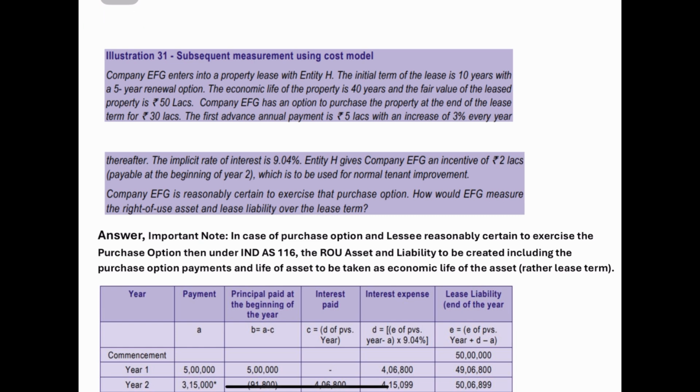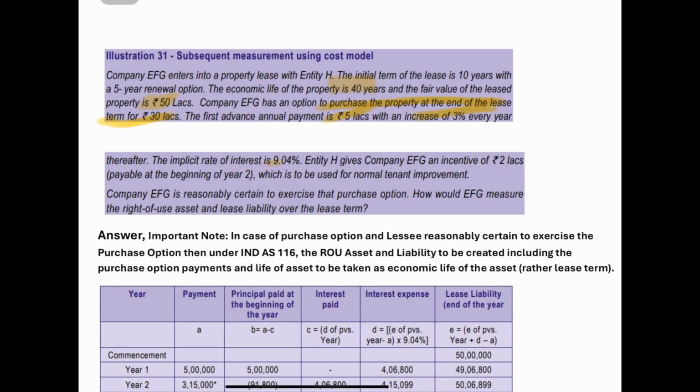Okay, so in the next example we'll go through how the lease modification needs to be accounted for. So in this example, company EFG enters into a property lease with entity H. The initial term of the lease is 10 years with a 5-year renewal option. The economic life of the property is given as 40 years, and the fair value of the leased property is 50 lakh rupees. Company EFG has an option to purchase the property at the end of the lease term at rupees 30 lakhs. The first advance annual payment is 5 lakhs with an increase of 3% every year thereafter.